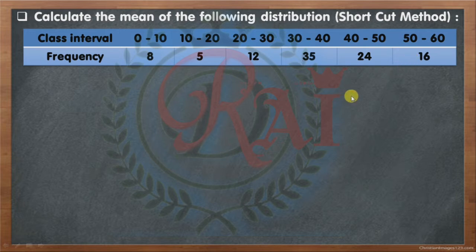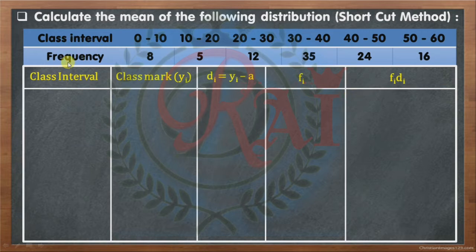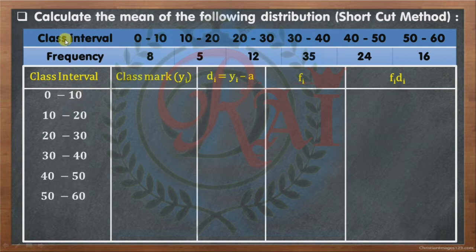So first we'll construct a table. Class interval followed by class mark. Since we are solving this problem by the shortcut method, I need di. di equals yi minus a, then fi, the frequency, then fi di. Class intervals are 0 to 10, 10 to 20, 20 to 30, 30 to 40, 40 to 50, 50 to 60, whose frequencies are 8, 5, 12, 35, 24, 16.